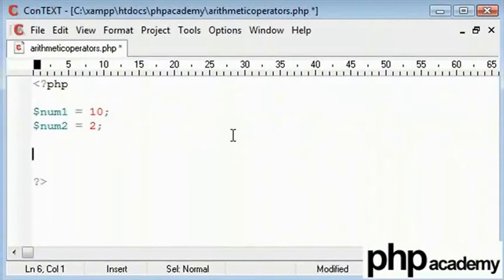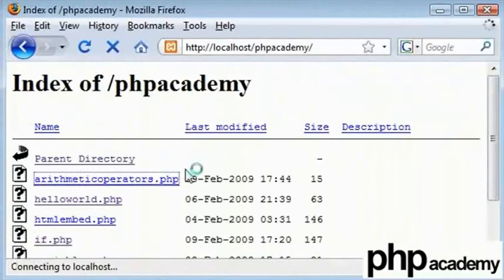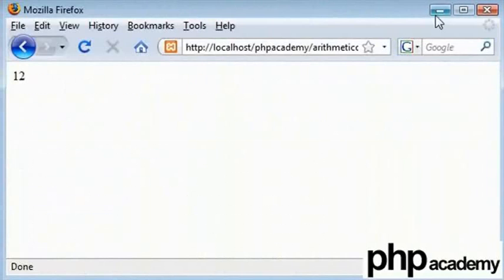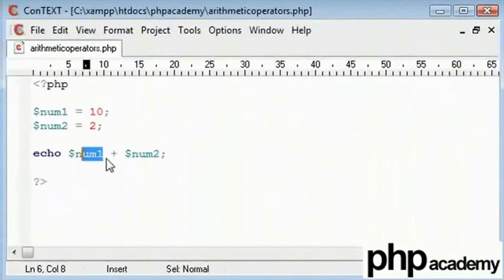Okay, now say I want to add num1 and num2 together. So I echo out the answer of num1 added to num2. Let's test it out. So that's 12, 10 and 2, num1 and num2. When 10 and 2 are added, the answer is 12.